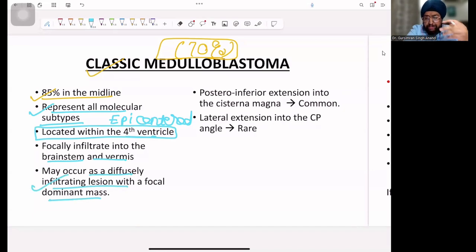Sometimes they can present to you as a discrete lesion, like in our case, but sometimes it can be a diffusely infiltrating lesion also, without any discrete mass.